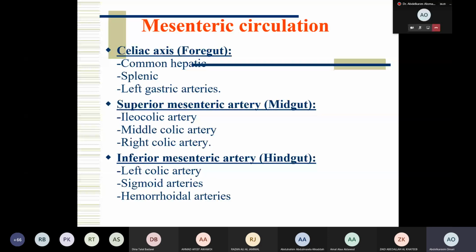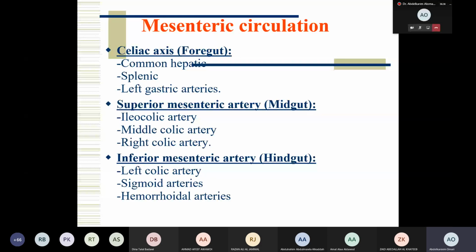So we have now the three branches: ileocolic artery, middle colic artery, and the right colic artery. These are branches of the superior mesenteric artery. Now, if we say the entry to the superior mesenteric artery is sometimes blocked, whether by thrombosis or by embolization.